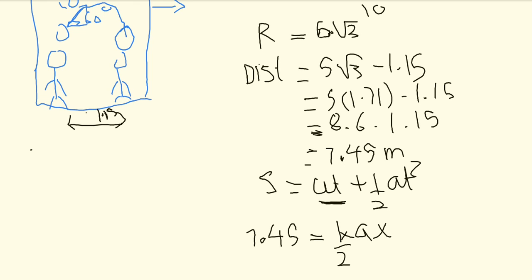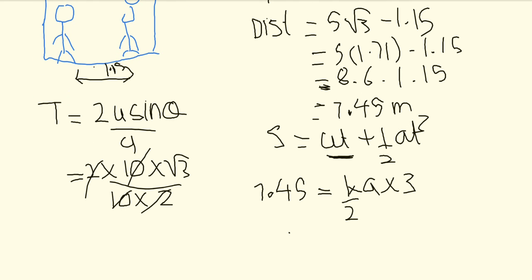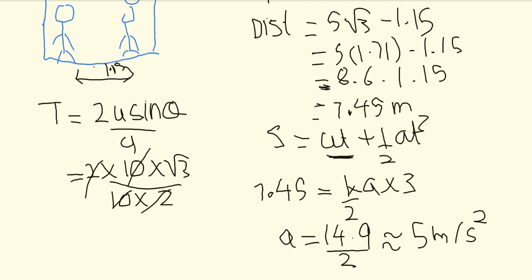The time period for performing projectile motion will be equal to 2u sin theta divided by g, which is equal to 2 into u, initial velocity is 10, sin 60 is root 3 by 2, divided by g, which is equal to 10. So 2 and 10 will get cancelled out. The t will be equal to root 3. When I square that, it will be equal to 3. So basically the acceleration will be equal to 14.9 divided by 3, which roughly will be equal to 5 meter per second square. So the acceleration of the train will be equal to 5 meter per second square.